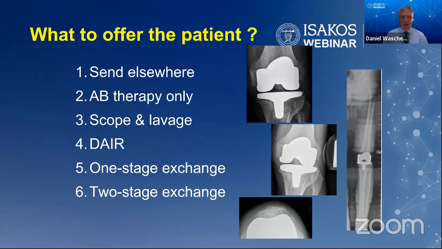Options 2, 3, and 4, I don't think are appropriate here. Again, I think 1-stage revision is certainly a viable option here, depending on the organism you culture out. But you really need to have an identified organism if you're going to do a 1-stage exchange, I think. Yeah, we all agree that it is not indicated here.